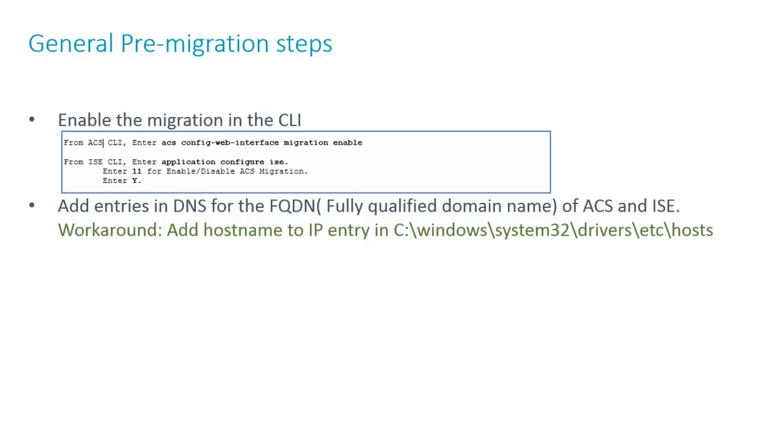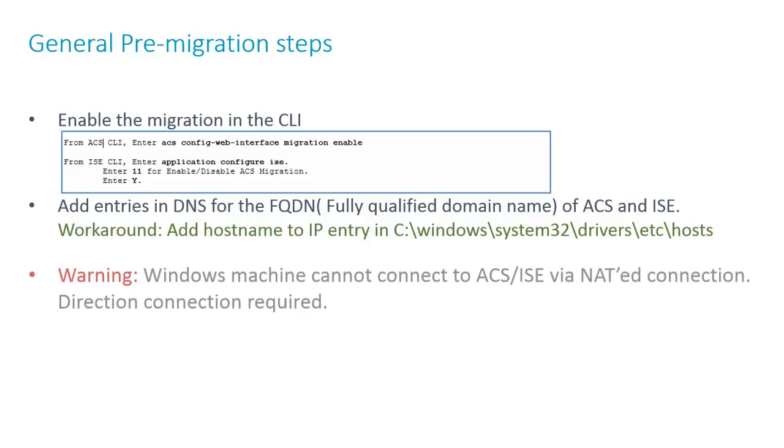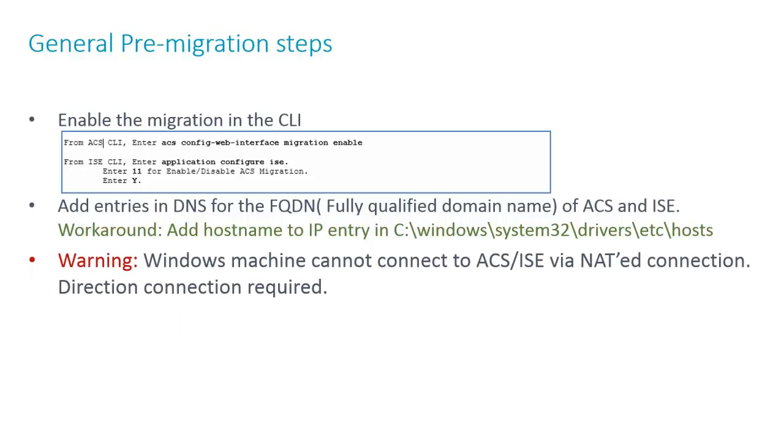The second important thing is to add entries in the DNS for the fully qualified name of ACS and ISE as in the certificate. The certificate will have a host name, and please make sure the DNS name matches the host name. If you do not have DNS, please update the host file in the Windows System32 directory with a host name to IP entry.